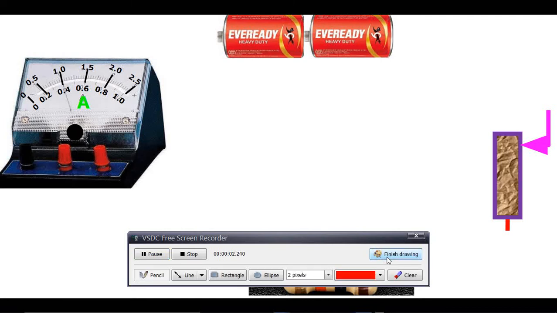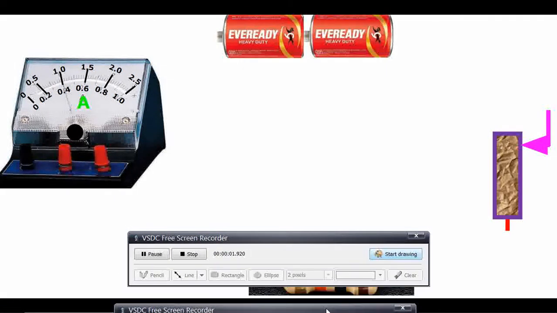What we are going to use. Let me introduce the apparatus. This is the variable resistor. These are the cells. This is the ammeter, and this is our fixed resistor.